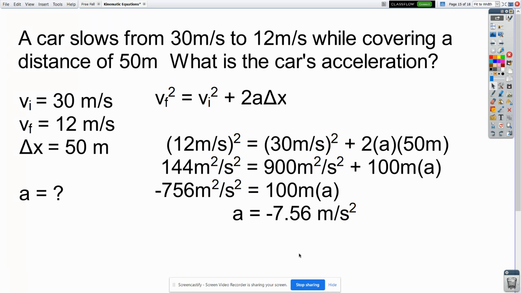So don't be afraid of the negative numbers. This negative just means it's opposite of motion. Our object was moving to the right, positive 30, positive 12. That's the assumption we made. The acceleration is just to the left, in the opposite direction of my motion, which means we're slowing down. So again, don't forget those negative signs can pop up.